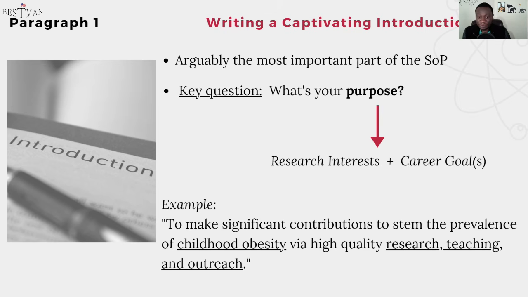But as an example, a particular student has this purpose statement: to make significant contributions to stem the prevalence of childhood obesity via high quality research, teaching, and outreach. Now you will see in a minute how this student used this to write his paragraph 1. Your purpose is not just to become a professor. You have to attach something to that goal of being a professor. That's basically what I'm talking about here.